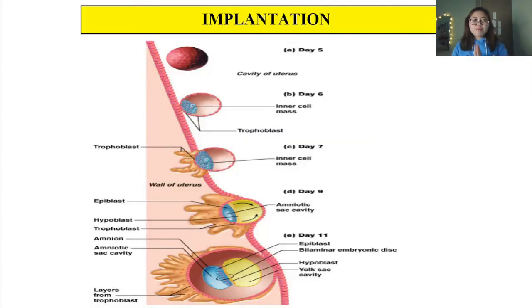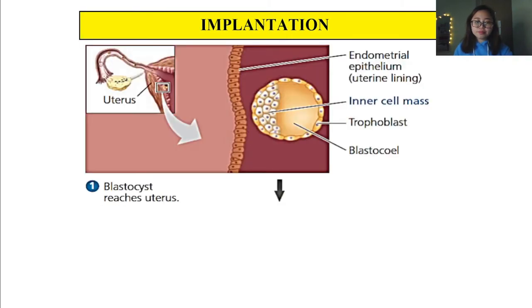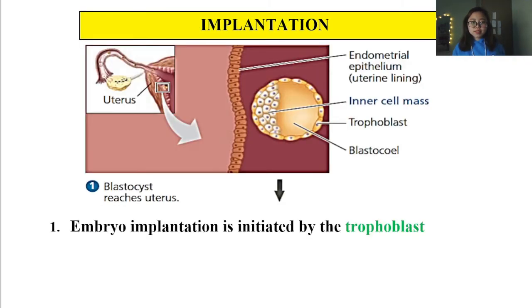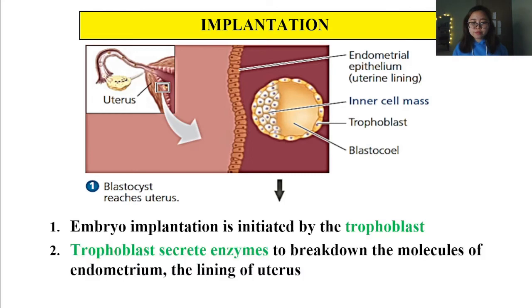Now we talk about implantation. Ataupun kalau kita cakap secara kasar, dia adalah proses di mana embryo itu melekat kepada dinding rahim. Implanted into the endometrium. The embryo implantation is initiated by the trophoblast. Trophoblast yang mulakan proses implantation.